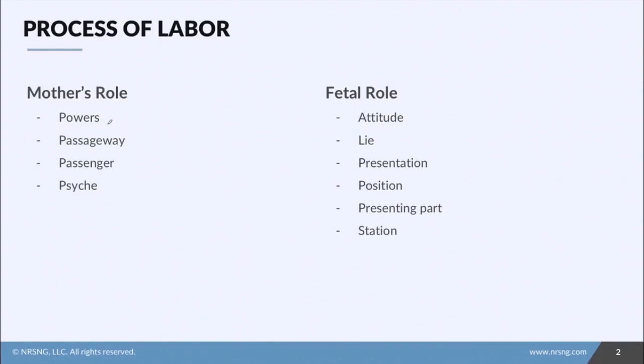So the mother's role is going to be known as the 4 Ps, and it is powers, passageway, passenger, and psych. And then the fetal role is known as ALPS, which was with 3 Ps, and that is attitude, lie, presentation, position, presenting part, and station. And these are going to be part of our assessment process during labor. So let's look at that.